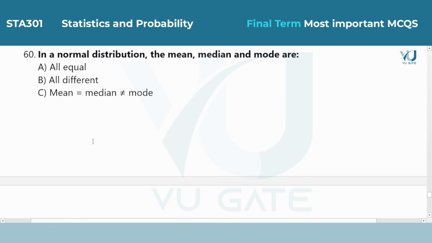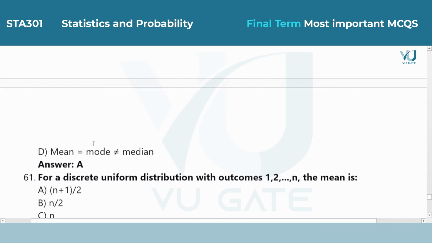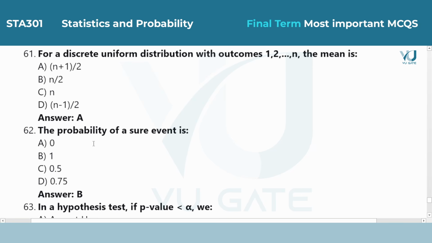Question: in a normal distribution, the mean, median, and mode are? Answer: A. All equal. Explanation: because the curve is perfectly symmetrical, all three measures of center meet at the exact same point. Question: for a discrete uniform distribution with outcomes 1, 2 up to n, the mean is? Answer: n plus 1 divided by 2. Explanation: for a simple sequence of numbers, the average is the midpoint between the first and last value.